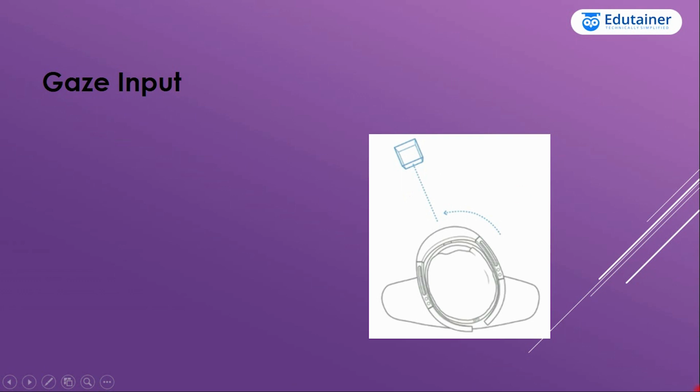Okay, so there are two types of gaze input. The first one is the eyes gaze and the other one is head direction. So whenever you want to use the gaze input for virtual reality, you will be using either an eyes gaze or a head direction.